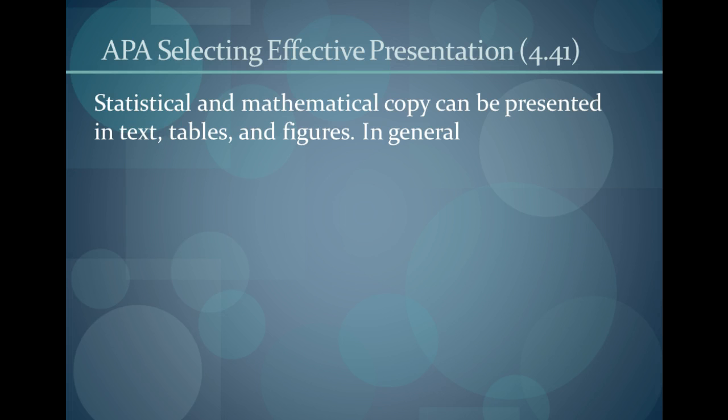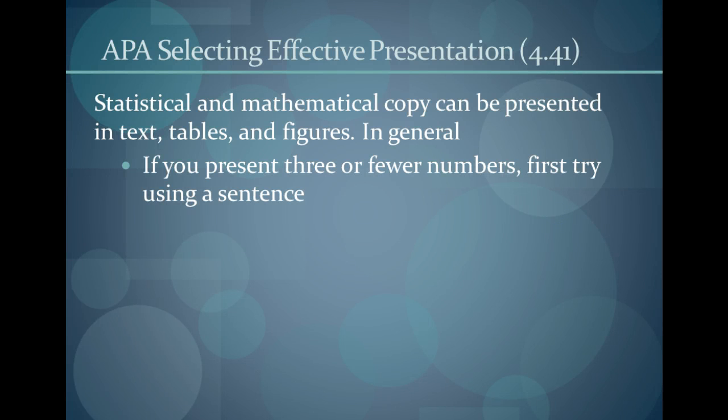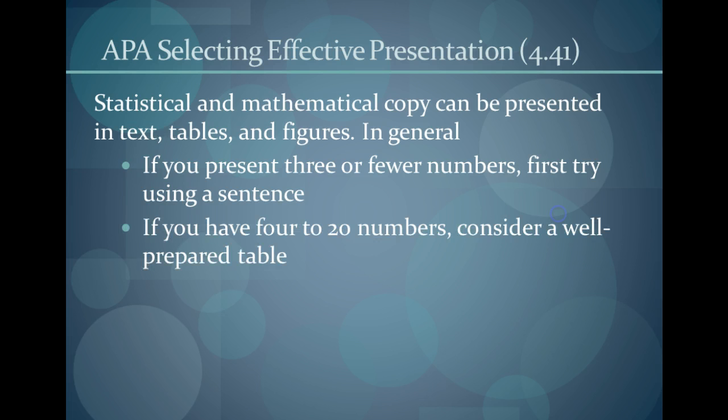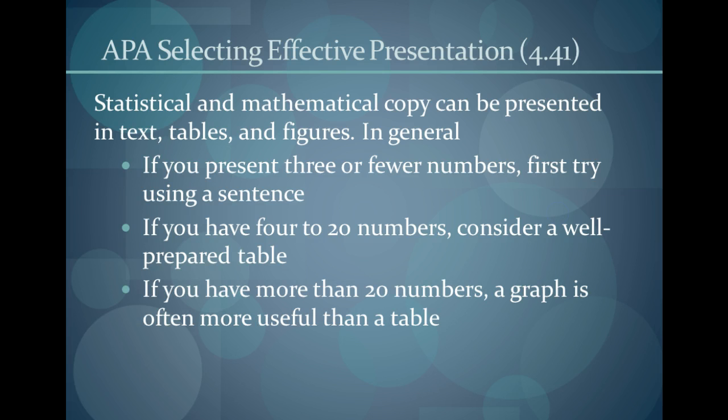In order to effectively present your information to a reader so that they don't have to spend a lot of time and effort reading narrative and trying to figure out the meaning of things, you can make choices about the most effective way to display information. So you can choose text, you can choose tables, you can choose figures. So what APA recommends is if you have 3 or fewer numbers, write them in a sentence. If you have between 4 to 20 numbers, then create a table with that information. And if you have more than 20 numbers, create a graph.